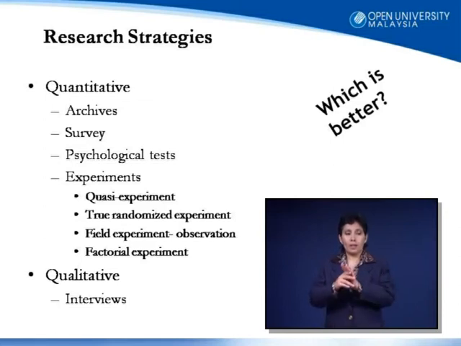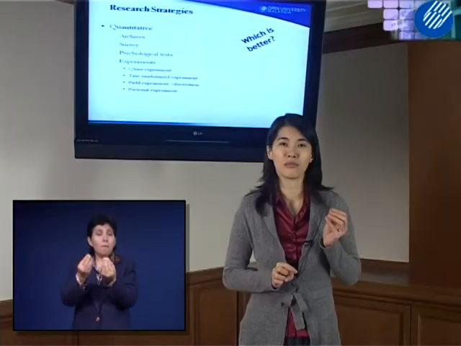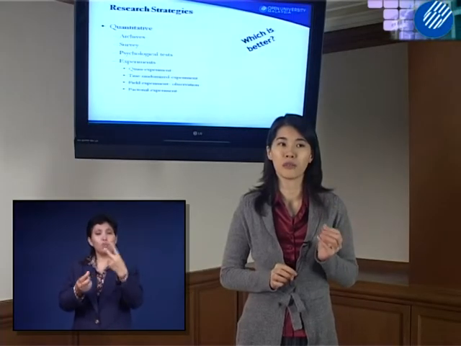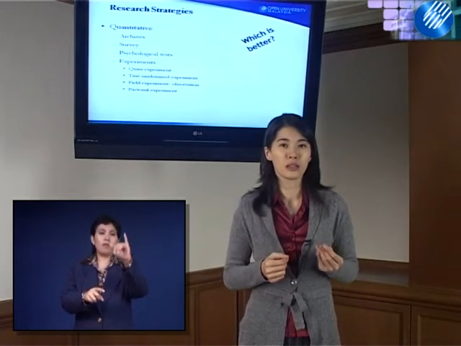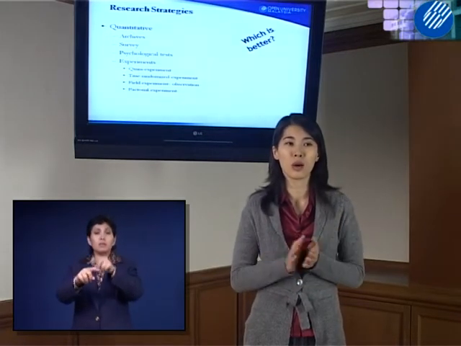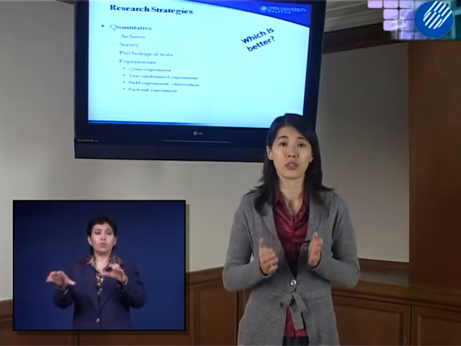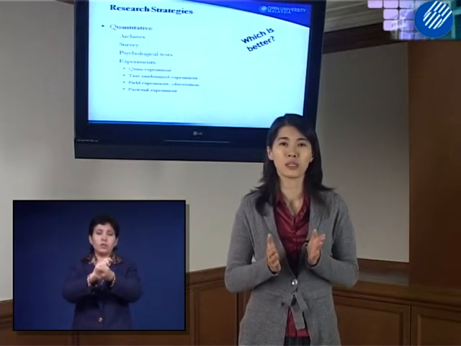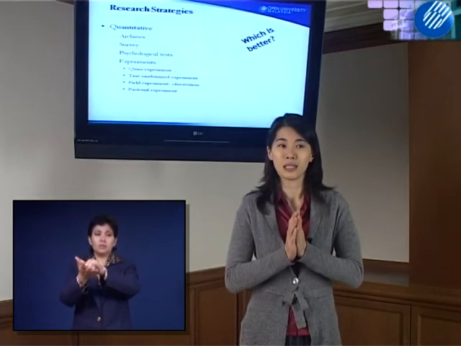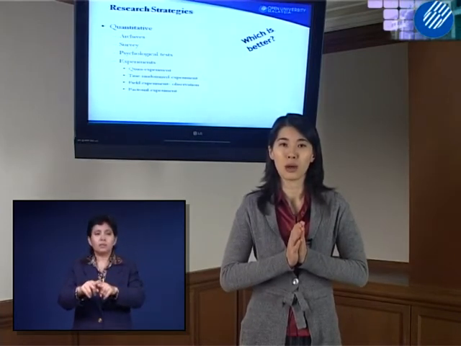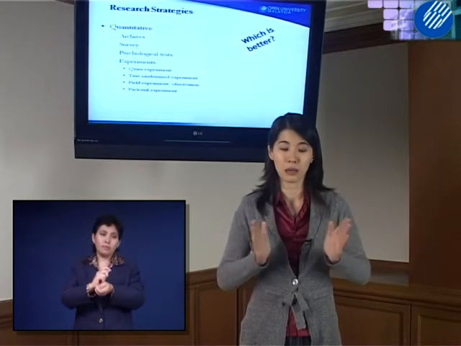Factorial experiment happens when you have more factors, or when you have two or more independent variables or two or more dependent variables. Independent variable means things that you want to change. Independent variable means that it's independent, that it will not change throughout the experiment.